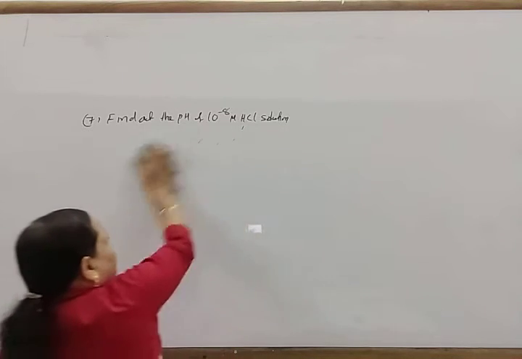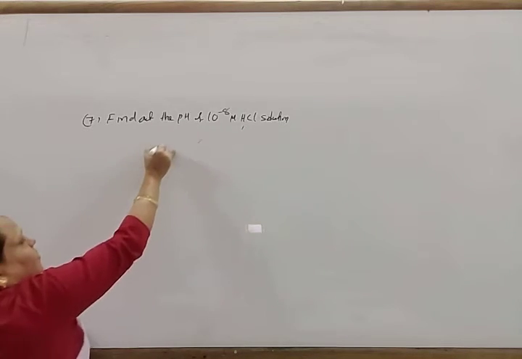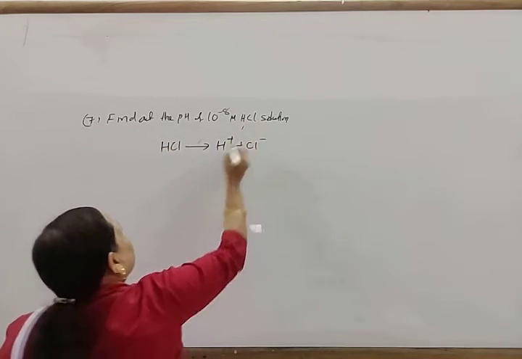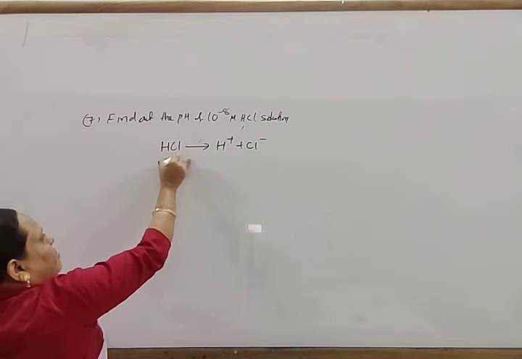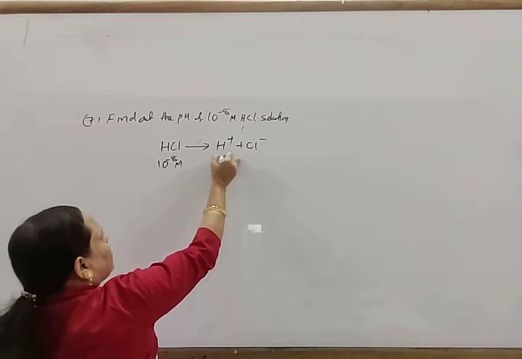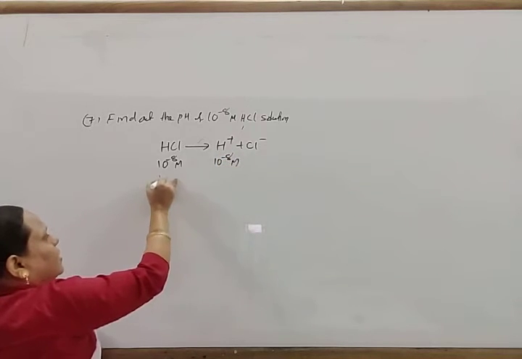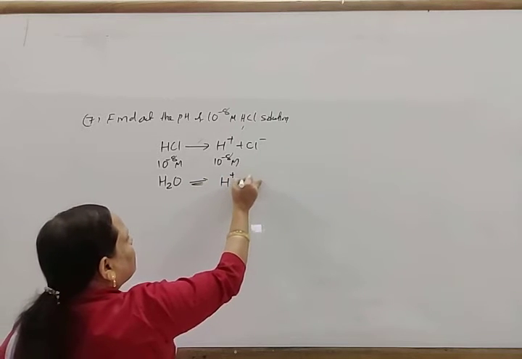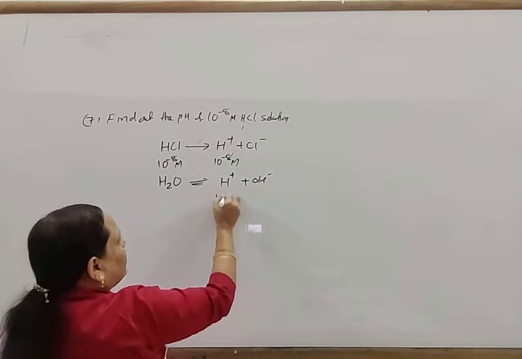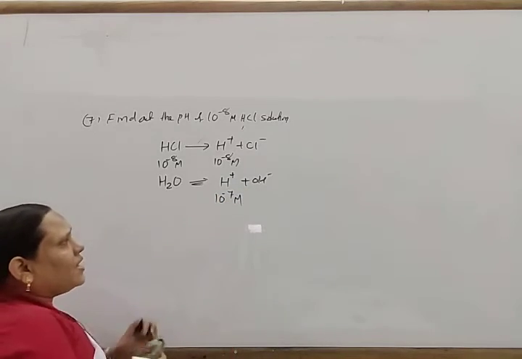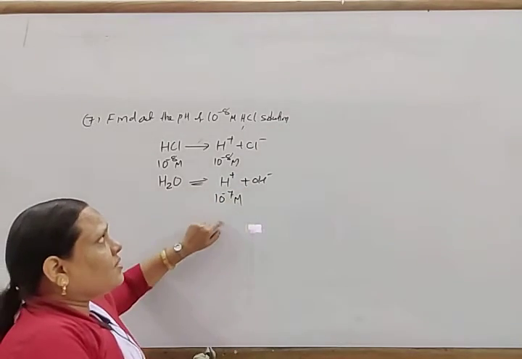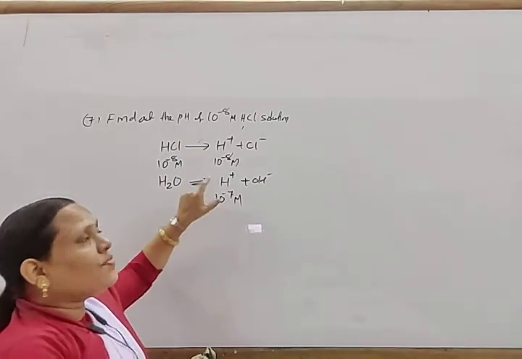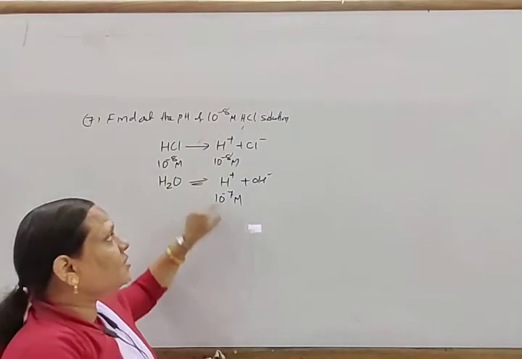Okay, so we know that there are two H plus sources. One, HCl gives H plus plus Cl minus, and this is 10 to the power minus 8 M. This is also 10 to the power minus 8 M. And another source of H plus is water. Water also has a concentration of H plus and OH minus, it has 10 to the power minus 7 M. So as the H plus concentration of water is greater than the H plus of this HCl solution, at that time we cannot neglect the H plus concentration of water because it is greater than this.